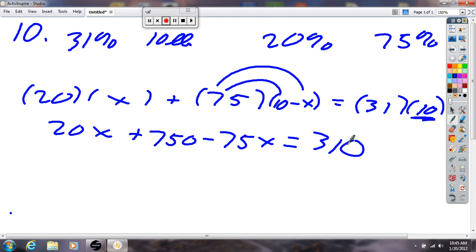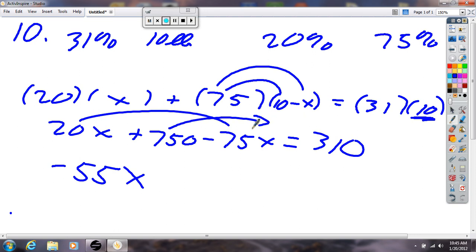Now here's the way I do these. What do I do next? Combine like terms. Which are the like terms? The X's. This one and this one, right? What's 20 minus 75? Negative 55X, right? Putting these two together. Now here's what I do, just to save myself a step. I don't want to confuse you, but I put those together. What am I doing with the 75? The 750? It's going over there, right? How do I get rid of it?